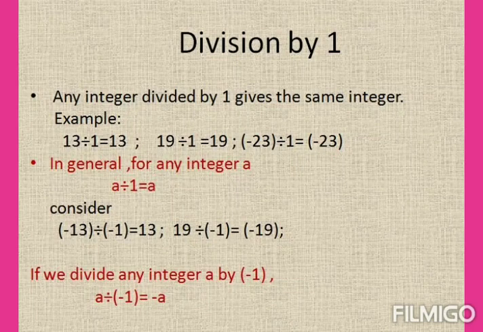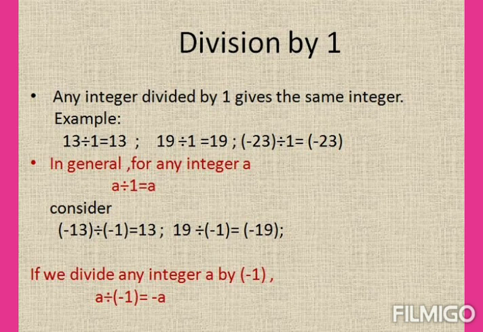Next we are going to learn division by 1. Any integer divided by 1 gives the same integer as the result. For example, 13 divided by 1 gives you 13. 19 divided by 1 is equal to 19. Minus 23 divided by 1 is equal to minus 23. In general, for any integer a, a divided by 1 is equal to a.